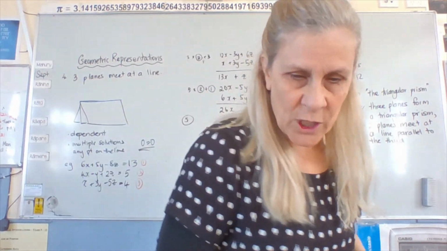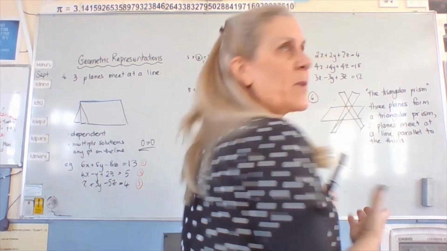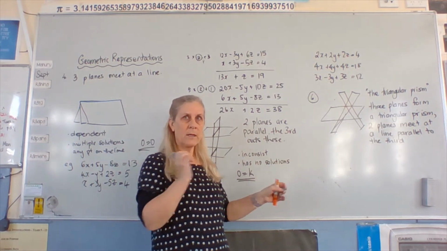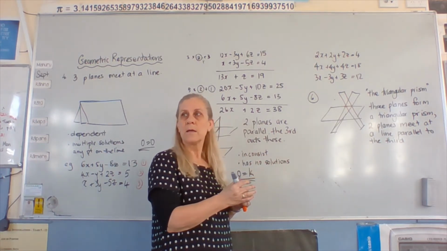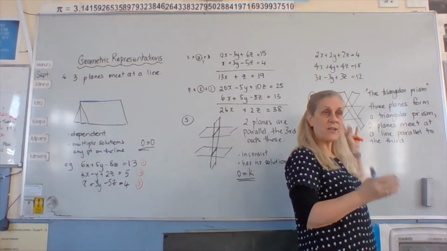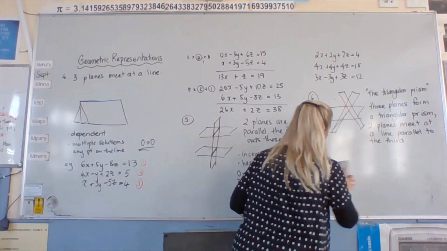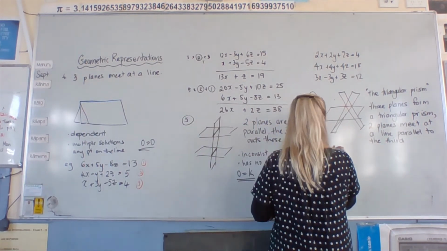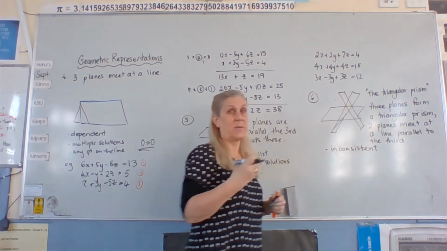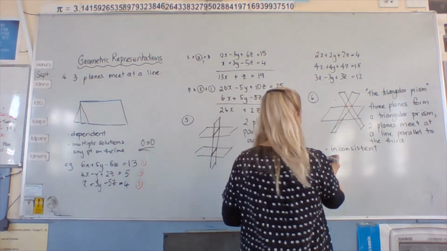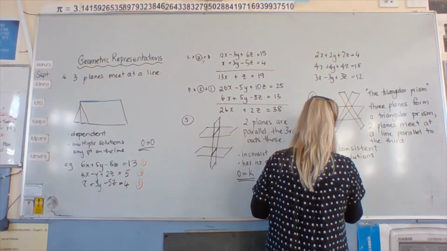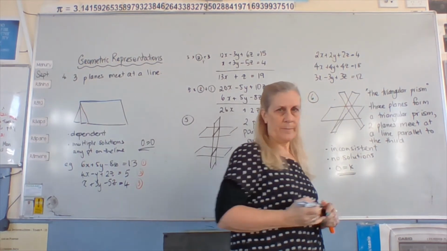Okay, so what does this look like? When we do this one, what do you think we're going to get? When we solve it, we're going to get zero equals K. No solutions. There is no solution to this. There's not multiple solutions, there's no solutions. So it is inconsistent. You need to know these words. You need to talk about the system of equations being inconsistent. Therefore, there are no solutions. And we end up with that zero equals K situation.